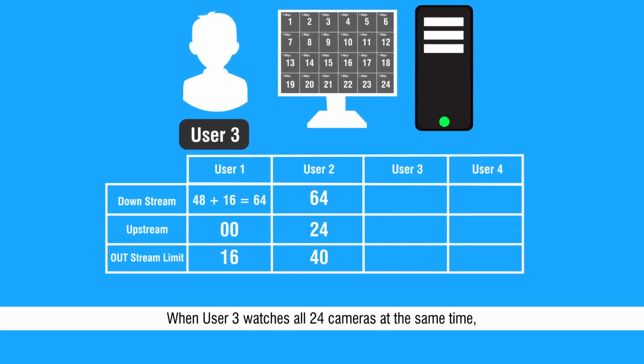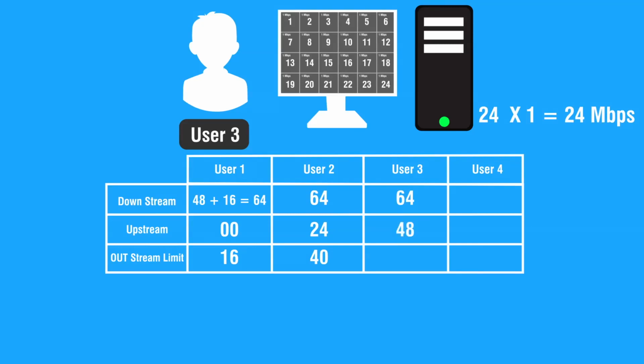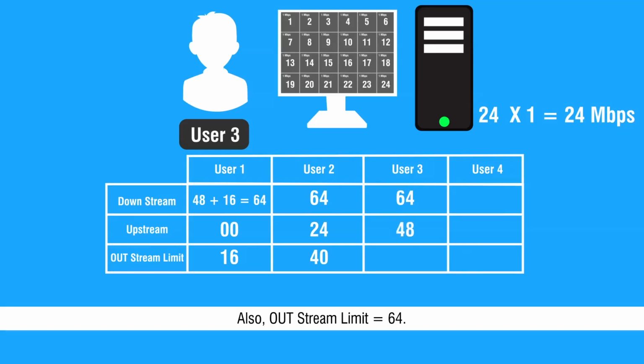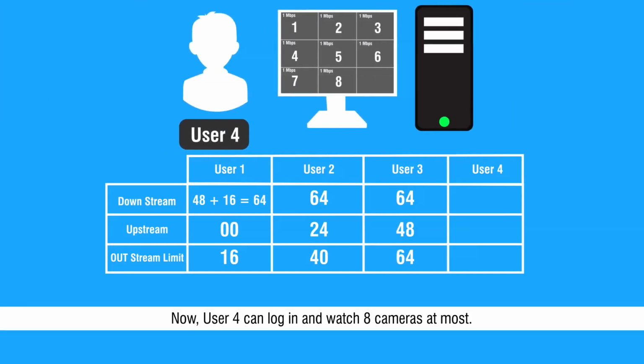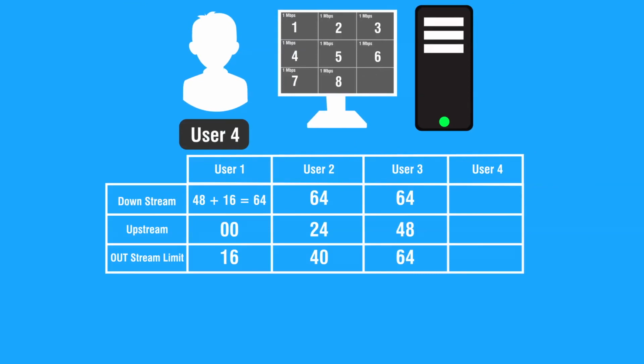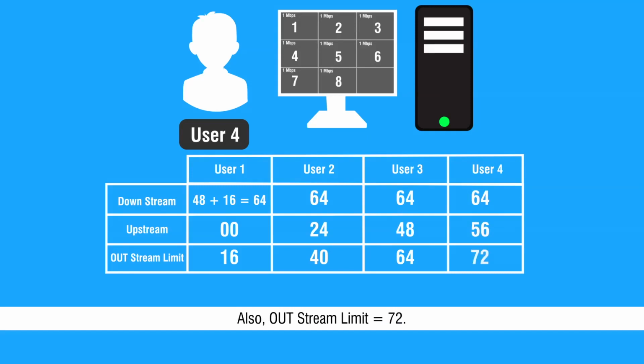When user 3 watches all 24 cameras at the same time, the bandwidth allocated to the user by Satatya device will be 24 into 1, that is 24 Mbps. So downstream in this case is again 64 Mbps, but upstream is 48 Mbps. Also, outstream limit is 64. Now, user 4 can log in and watch 8 cameras at most. Downstream in this case will become 64 Mbps and upstream will become 56 Mbps. Also, outstream limit is 72.